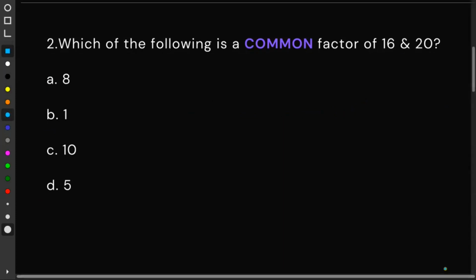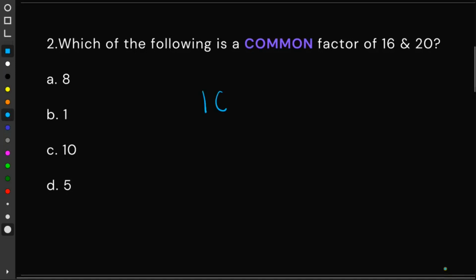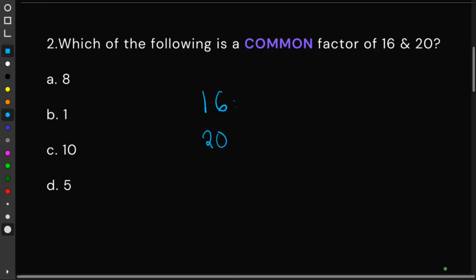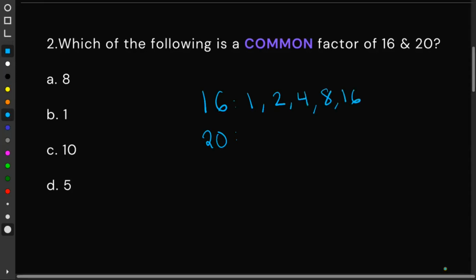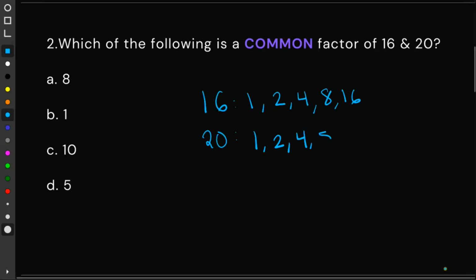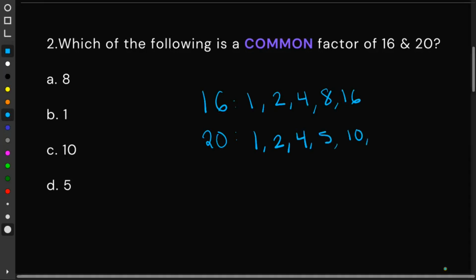For this example, we are tasked to find which of the following is a common factor of 16 and 20. So let's try to list the factors of 16 and 20. So we have here 1, 2, 4, 8, and 16. For this one, we have 1, 2, 4, 5, 10, and 20.